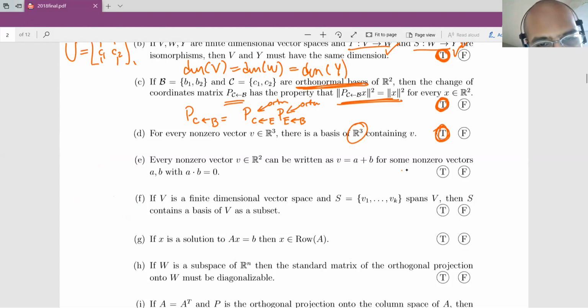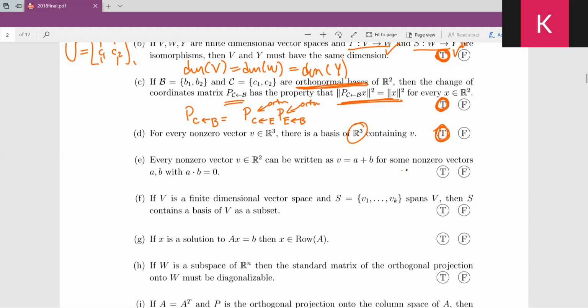Okay, if every non-zero vector V can be written as A plus B for some non-zero vectors A, B that are orthogonal. Interesting. False. Okay, so somebody thinks it's true, somebody thinks it's false. Why do you think it's false? Oh, wait, I changed my mind. True. You changed your mind, true? Okay, why do you think it's true?